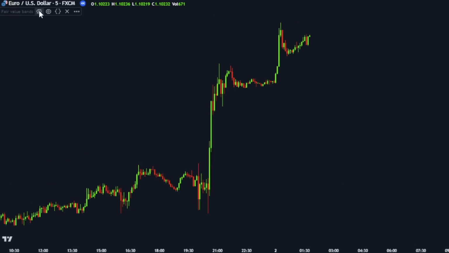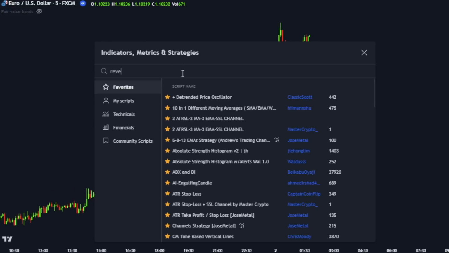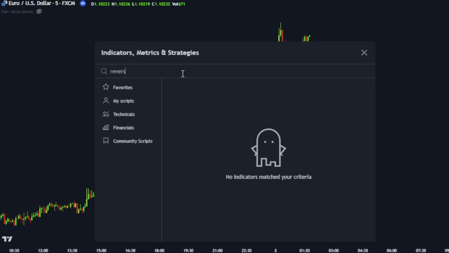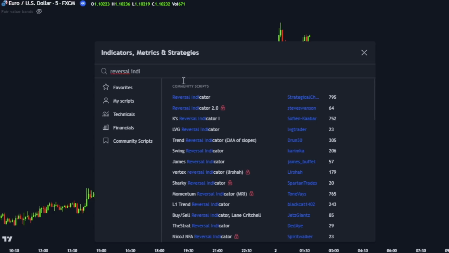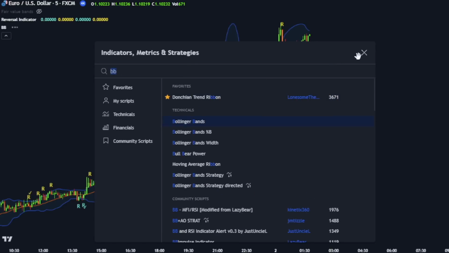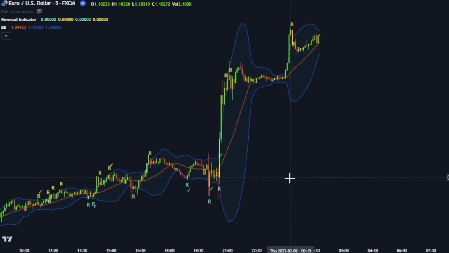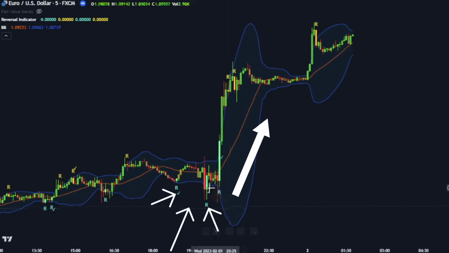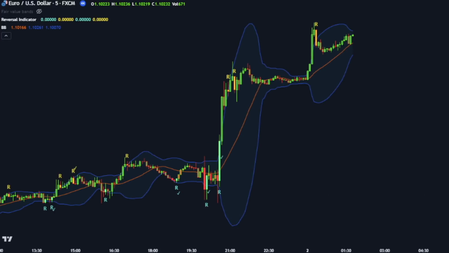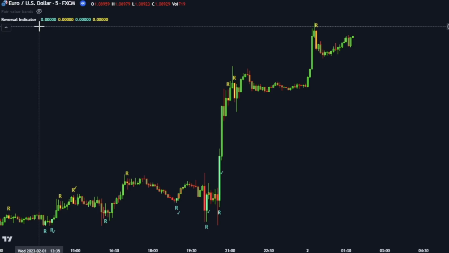First we add Reversal Indicator created by Strategic Charts. This indicator is based on the Bollinger Bands. Every time the price touches the upper or lower part, it sends us a possible reversal signal. But we have the same trend problem, so what this indicator does is create a filter to confirm the trade. And that filter is the second signal that appears after the R. So we are only going to trade when we have the confirmation signal.